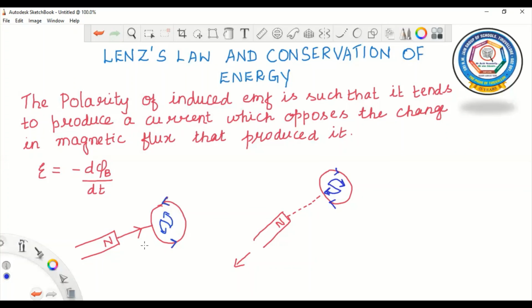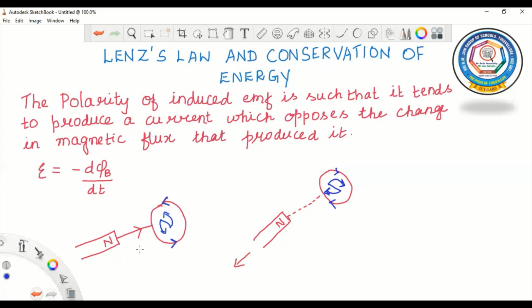Now once again, here we can see that the bar magnet experiences a repulsive force due to the induced current. Therefore, a person has to do work in moving the magnet. Now we'll have one doubt. Where will the energy spent by the person go? Actually, this energy is dissipated by Joule's heating produced by the induced current.